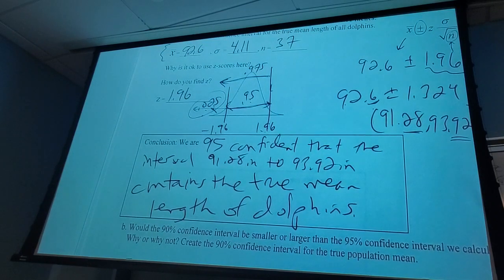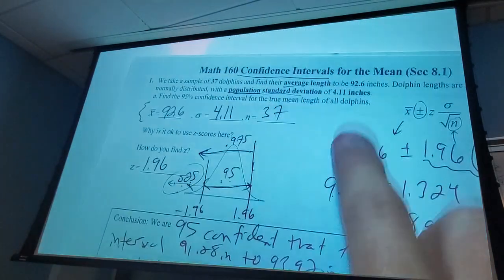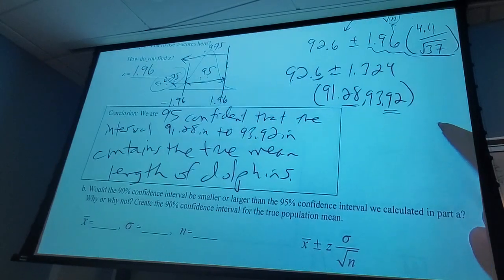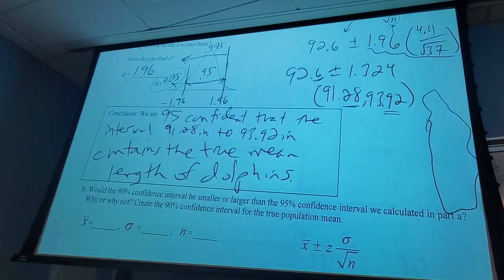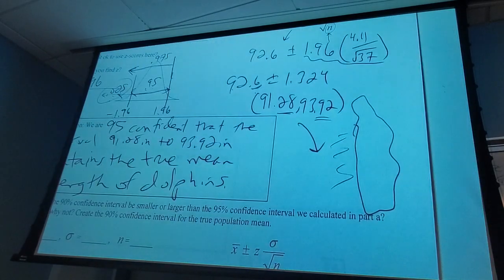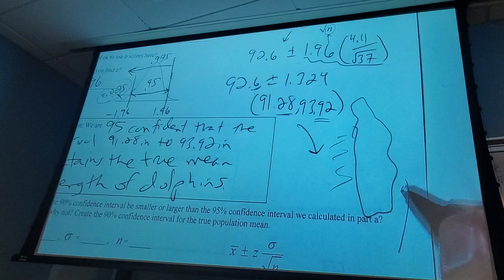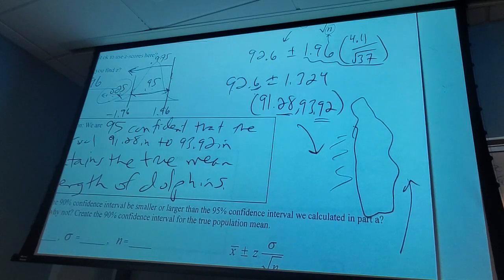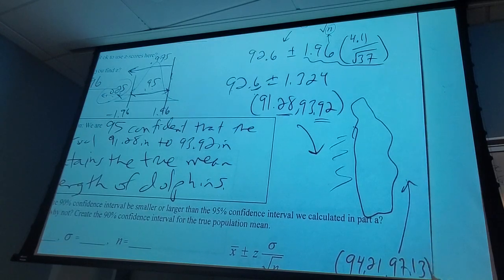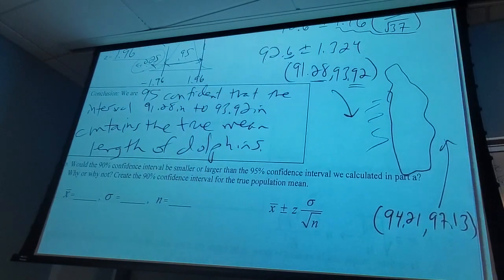Now real quick, if I would have, and I swear I did this at some point, but I should have made this like dolphins in a certain area, so just go with me for a second. If I had this long island, and one side of the island were these dolphins, right? And the other side of the island, I constructed a confidence interval for them, and I got 94.21 to 97.13. You with me? Okay.